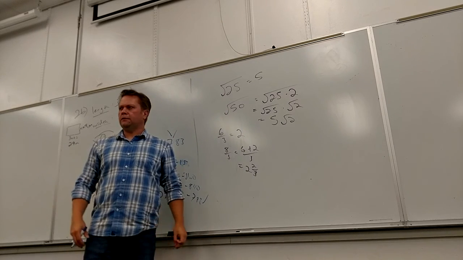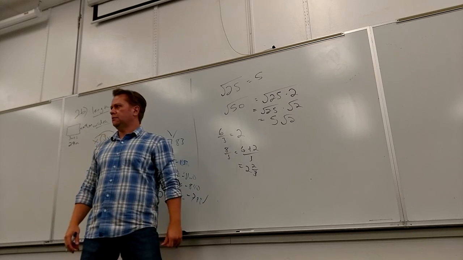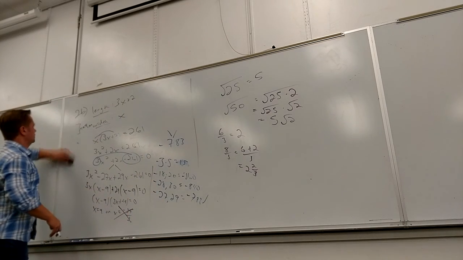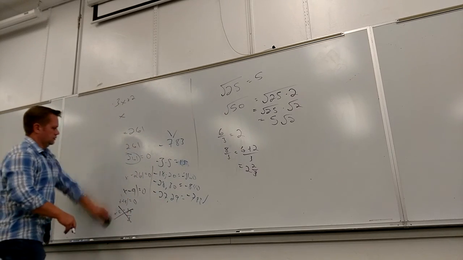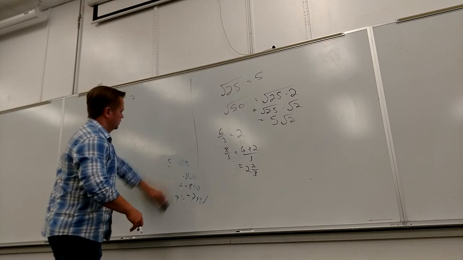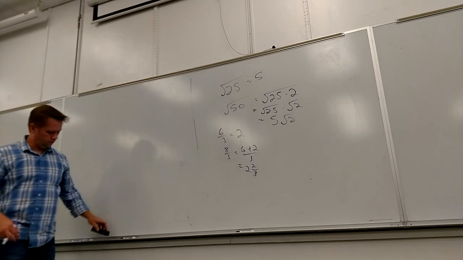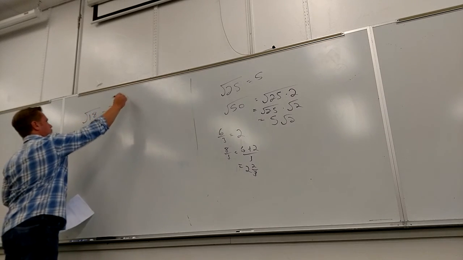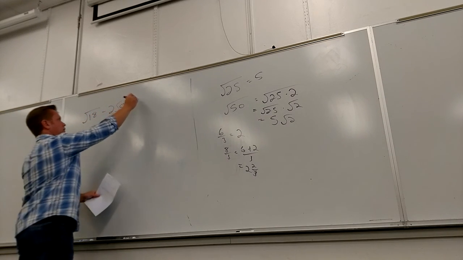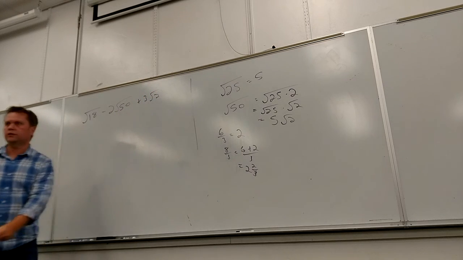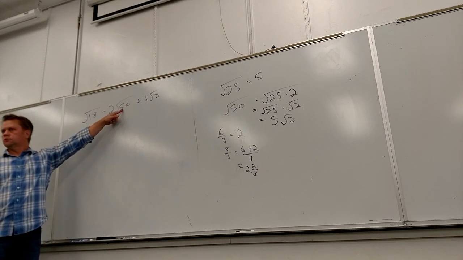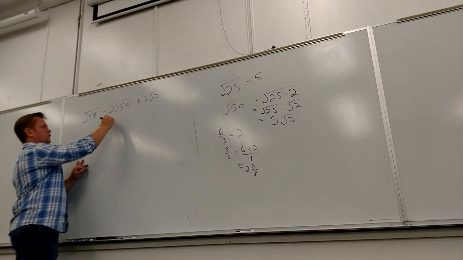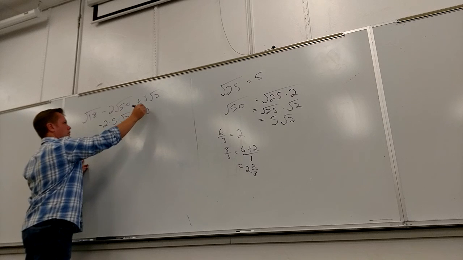Maybe not. Maybe so. So, what do I do with this problem then? Because there's more to this problem, right? But that's a part of it, right? So I got square root of 18 minus twice square root of 50 plus 3 rad 2. Well, we did the middle one already. This is minus 2 times 5 times rad 2.